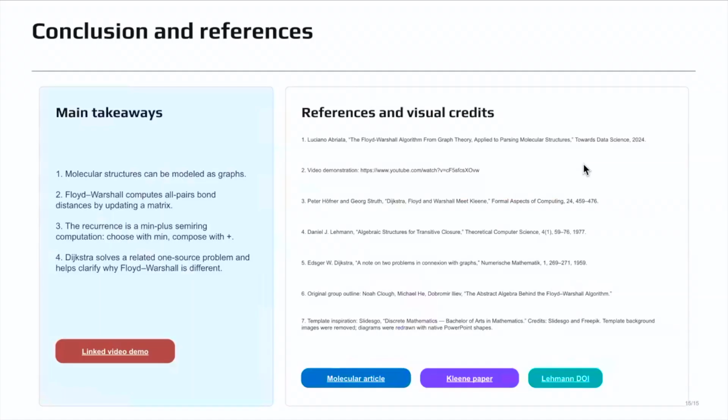The main takeaway of this algorithm is that we can model molecular structures as graphs. And the Floyd-Warshall algorithm calculates the minimum number of bonds separating every pair of atoms by updating a matrix. And this updating rule is not arbitrary: minimum chooses the better path, and addition joins path segments. In comparison to Floyd-Warshall, Dijkstra solves a related one-source problem, and is a slightly different algorithm.